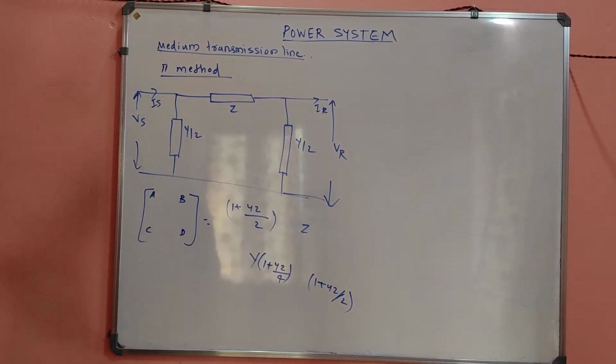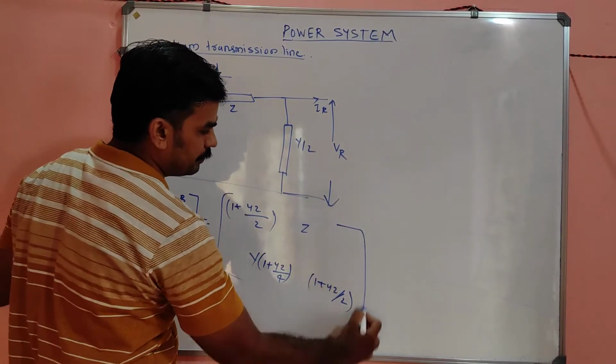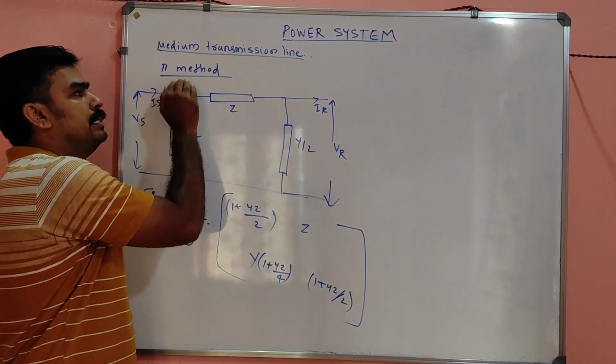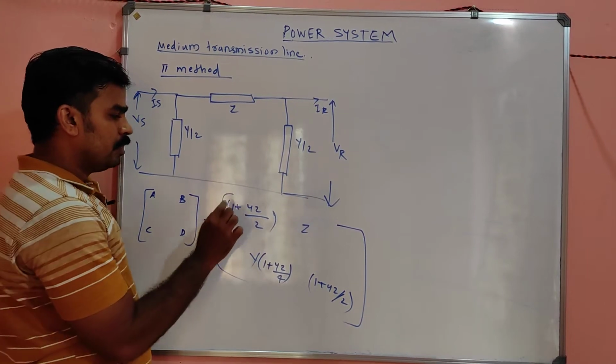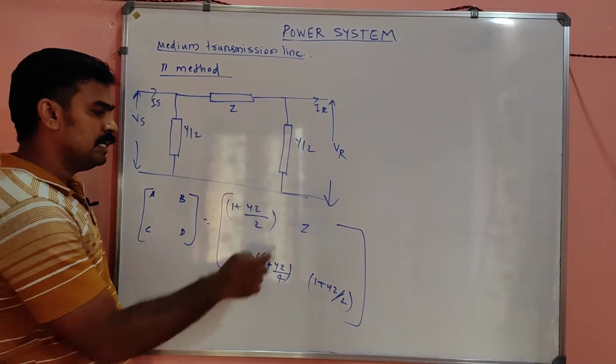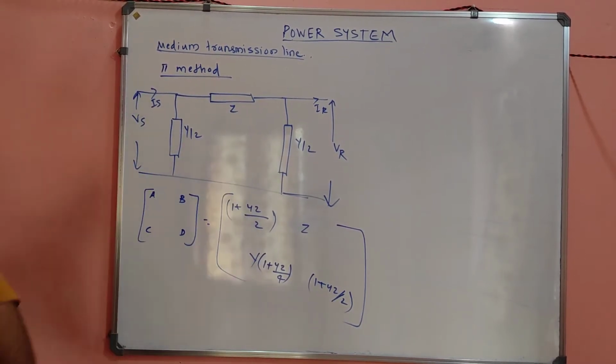C is equal to 1 plus yz by 4 times 1 plus y, b is equal to z, and a is equal to 1. That's it. This is the easiest way you can remember. Is it clear? In the nominal T method, 1 plus yz by 2 and 1 plus yz by 2 for a and d are not changed. There it was z into 1 plus yz by 4, in that equation. Check that.